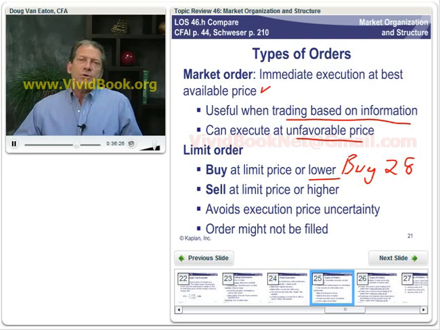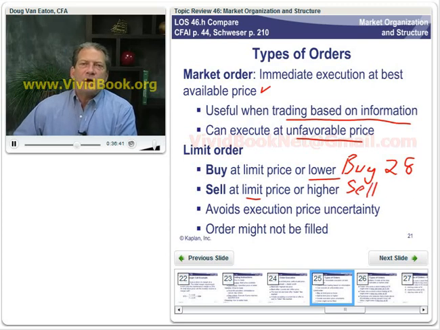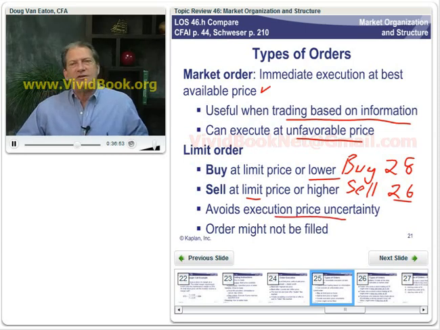You can put the order in with specifications of all or none. Either buy it all or forget about it. Selling at a limit price, well, if I put in a sell order at 26, it says, well, I'll sell it as long as I get 26 or better. And one of the things about limit orders, it avoids execution price uncertainty. The downside is that it might not get filled.